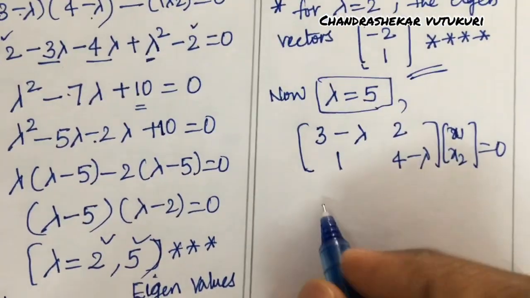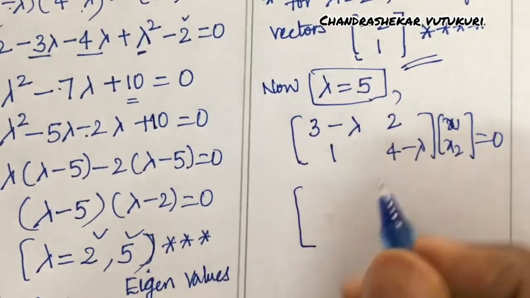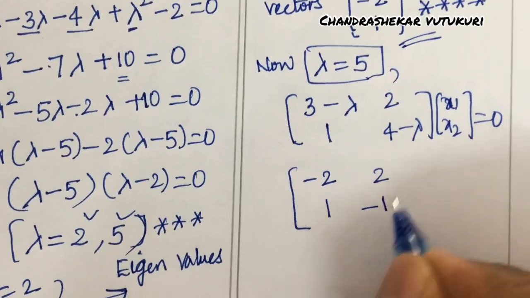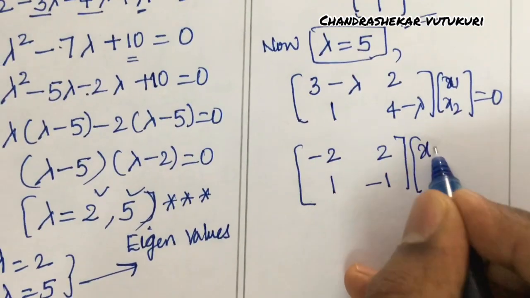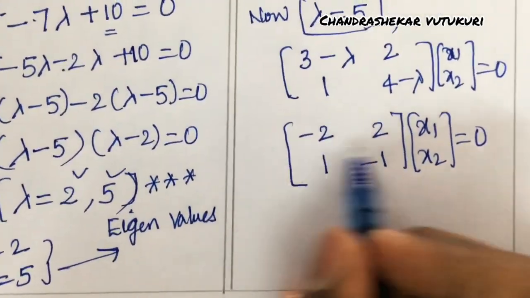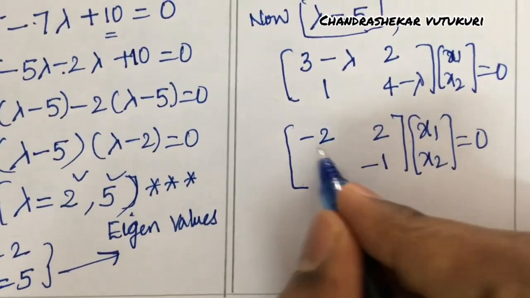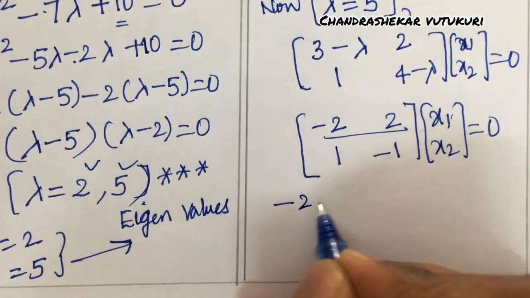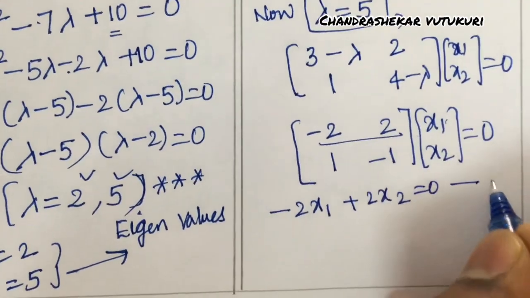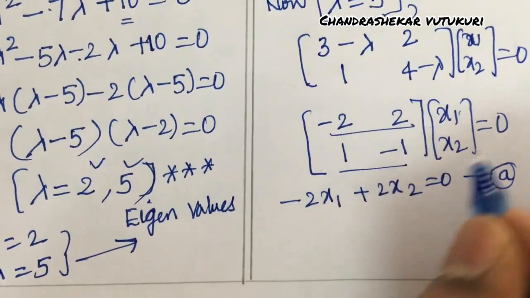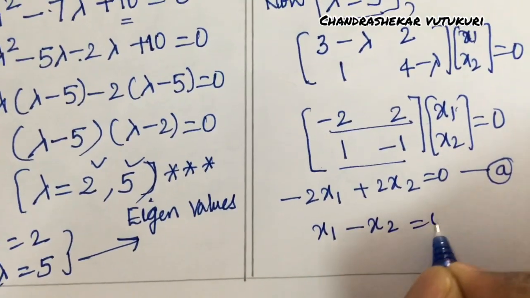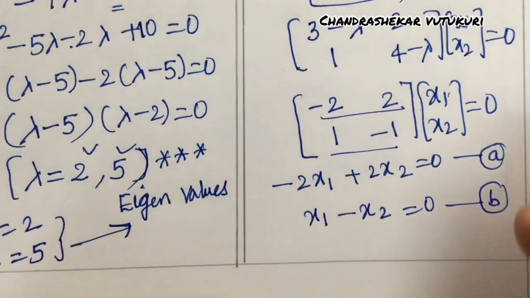So, 3 minus lambda, in the place of lambda I am substituting 5. So, that will be minus 2, 2, 1 and 4 minus lambda will be minus 1, and this is all about x1, x2, and this equals 0. This can be written, upon matrix multiplication, row followed by column. So, minus 2x1 plus 2x2 equals 0 is said to be equation A, and row followed by column, x1 minus x2 equals 0. This is the equation 2.